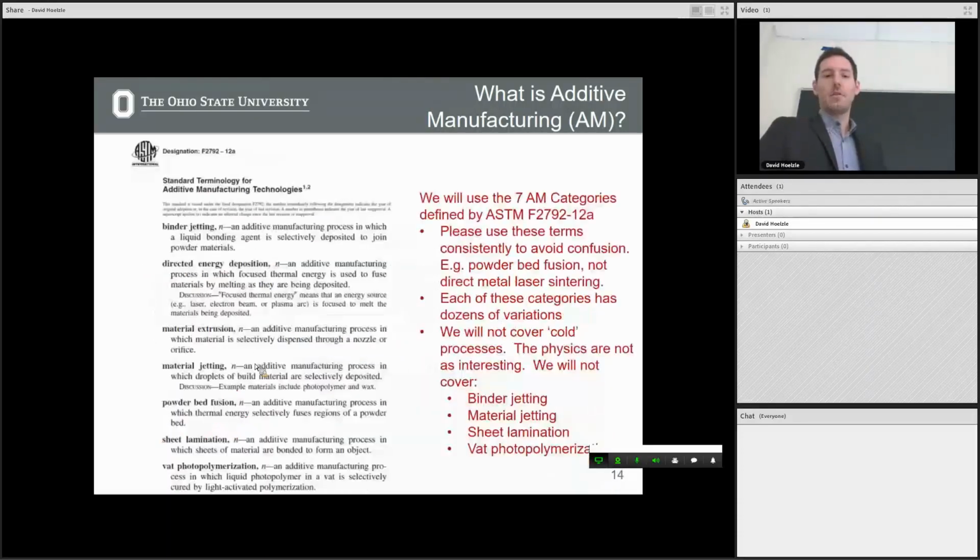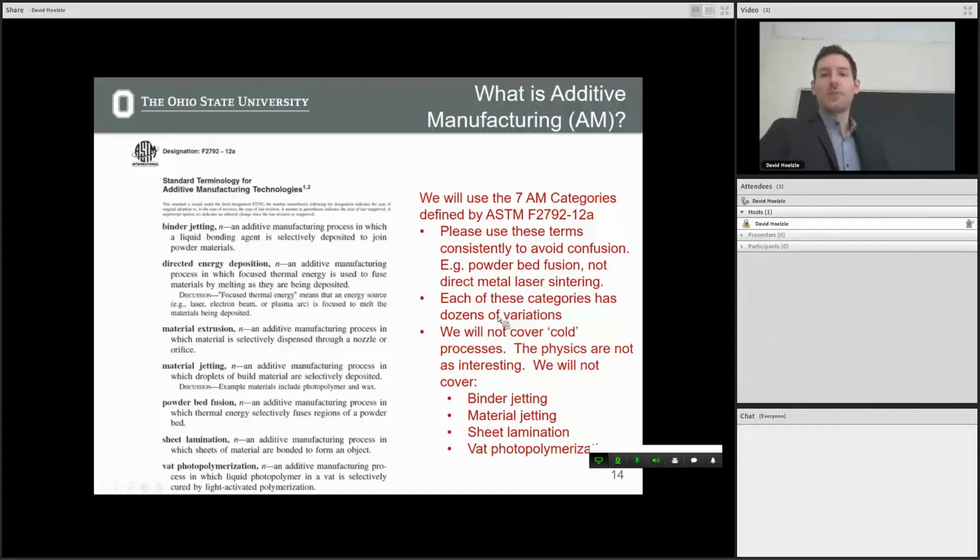Also in this source, you'll see the 7 AM categories that are currently defined. I'm not aware of any AM tool that does not fit in these categories. I'll go through each of these categories, but as part of being able to talk about this within the technical community, we're going to use the terminology established by this committee. That means, for instance, we're going to use powder bed fusion as opposed to direct metal laser sintering, which is the trade name that EOS devised for their tool.